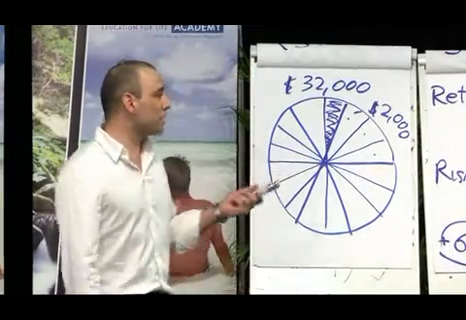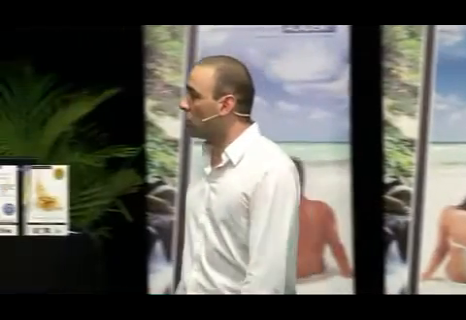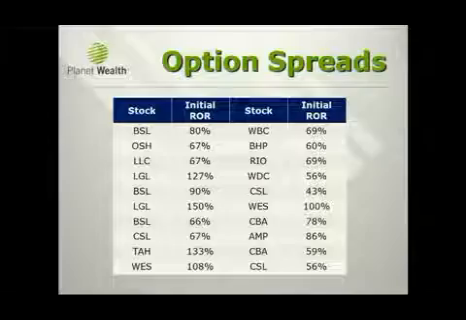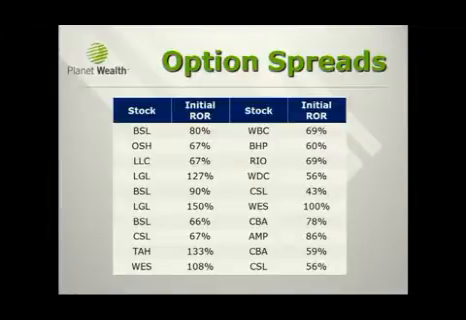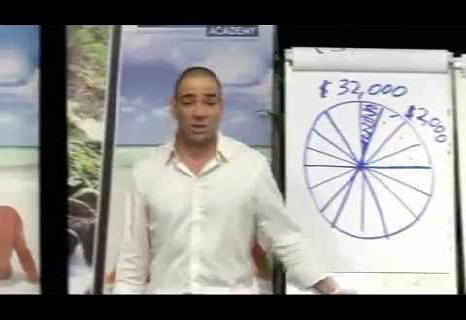What I've done is put together a quick table of our last 20 trades and the return on risk when we entered. So this was 67% or 63% on this one. You can see down there, 80%, 67, 127%, 90%, 150%. So you can see that this trade of 63%, sorry, is not unusual. In fact, it's quite low compared to what we normally do.